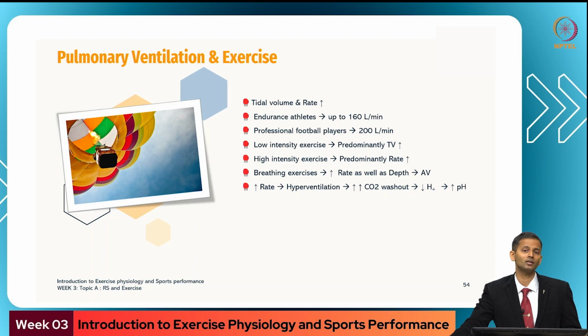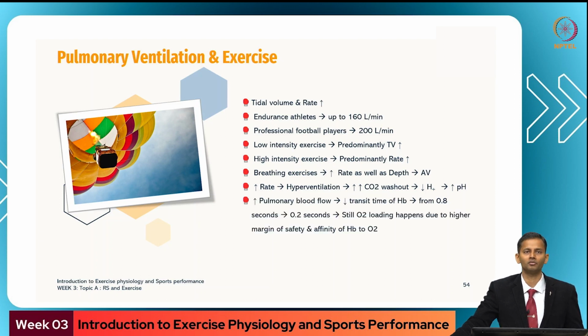So increasing the rate per se is called hyperventilation, which further causes an increase in the carbon dioxide washout. So when you breathe faster, more of the carbon dioxide which is there in the blood is removed from the blood and sent off. So this may in turn cause a compensation by decreasing the H plus ions and causing a metabolic alkalosis. The pH of the blood increases rapidly. So that has various deleterious effects on the body as well as the performance of the individual.